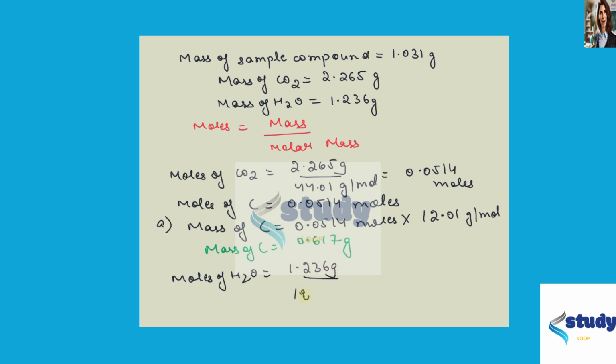Now we have to find the moles of H2O, which is equal to 1.236 gram divided by the molar mass, 18.015 gram per mole. So these moles are 0.0686 moles. Here there are two hydrogen atoms, so moles of hydrogen is equal to 2 multiplied by 0.0686 moles.